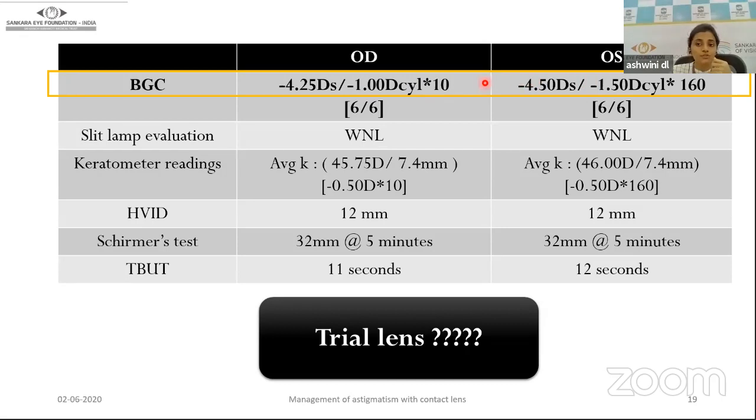After vertex distance compensation, the final contact lens power will be minus 4 diopter spherical with minus 0.75 diopter cylinder, axis 10 degree in the right eye. In the left eye it will be minus 4.25 diopter spherical, minus 1.25 diopter cylinder, axis 160. So that will be the contact lens trial lens power.